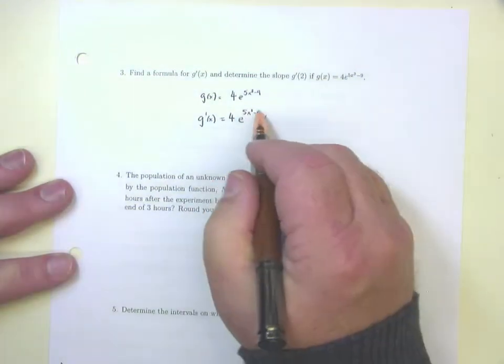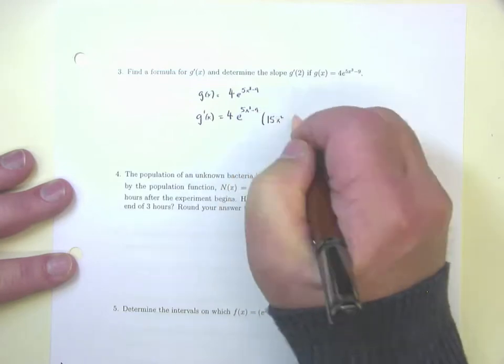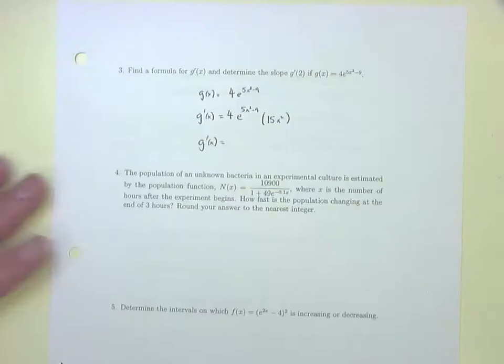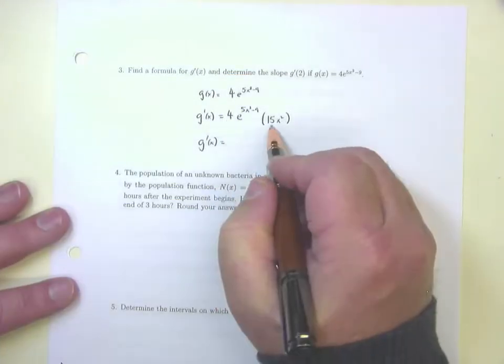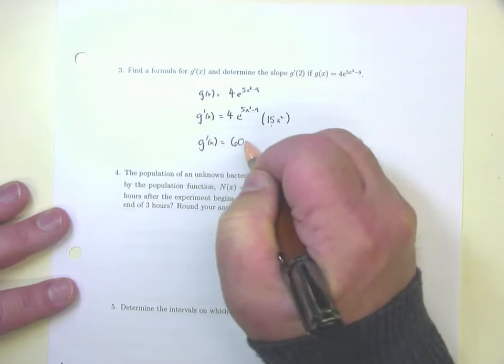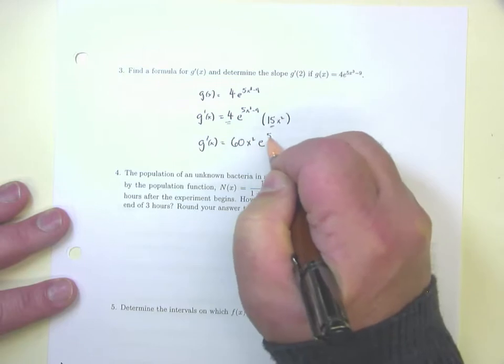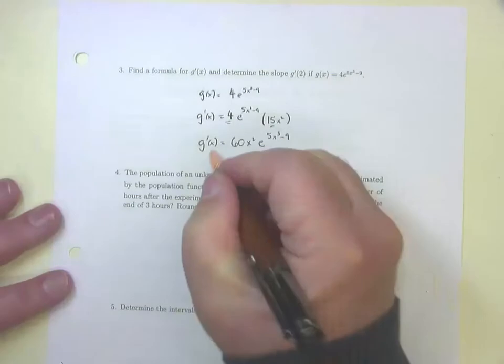What's derivative of 5x cubed minus 9? Well, derivative of 5x cubed is going to be what? 15x squared, and derivative of minus 9 is 0. And traditionally, if I was going to put this one on a multiple choice kind of a test, I would put my two constants and multiply my stuff together just to make it look good. So, what is 4 times 15? 60x squared, go ahead and put that term out front, just combining my like terms, times e to the 5x cubed minus 9. Does that make sense? Well, there's the answer.